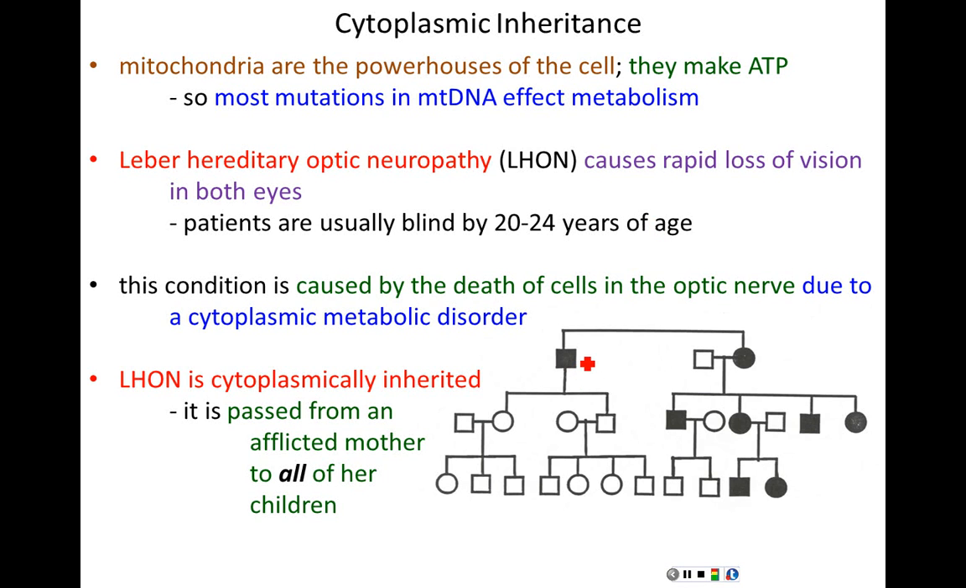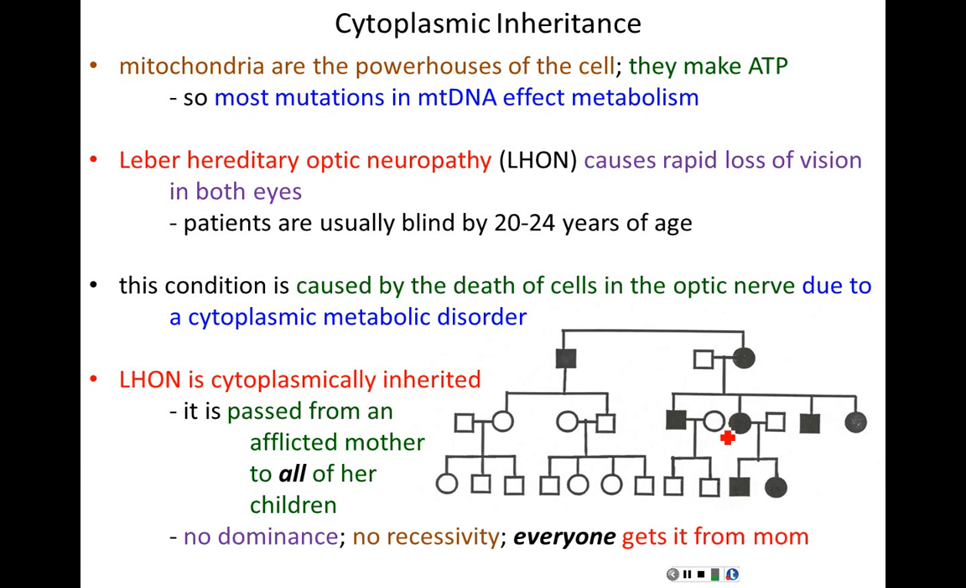But when this brother has children, a son and a daughter, he passes it on to none of them because his wife is healthy and doesn't have the disorder. It is only passed from mother to child. However, this woman who develops LHON passes it to all her children regardless of their gender because it is cytoplasmically inherited and passed to all children. The daughters will pass it on to all of their children. The sons will pass it to none of their children unless their wife has this disorder too.